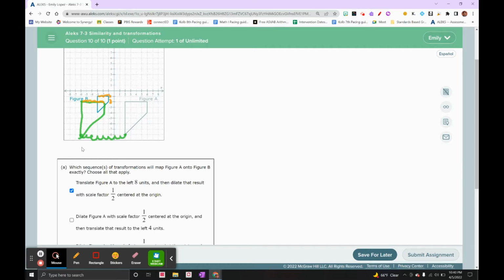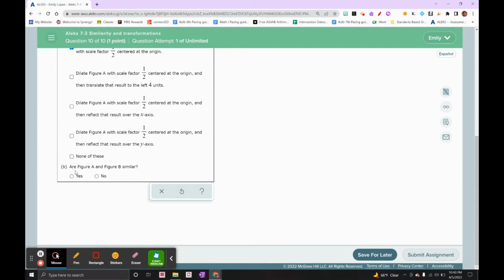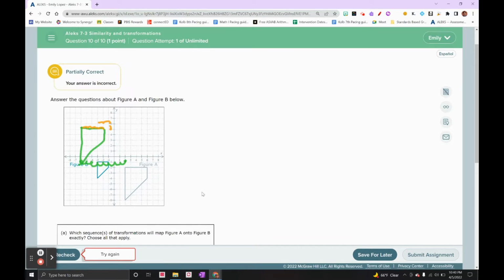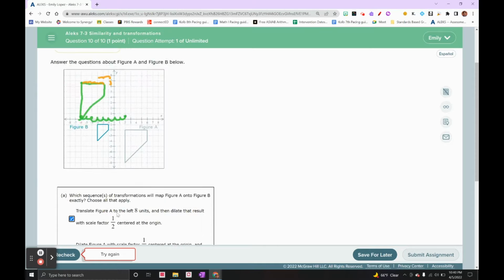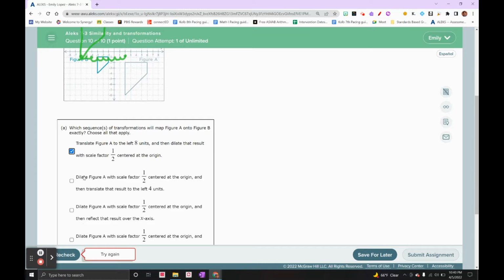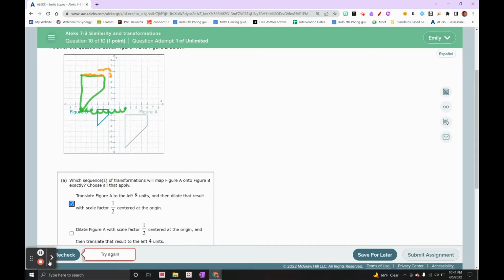Translate figure A 8 units to the left, and then dilate the result by scale factor of 1/2. Is the figure similar? The answer is yes, they are. All right, that's it. Check. Oh, something not right. Are they similar? Yes, they are similar. So let's see what is the other option that we can do. Partial, the answer is incorrect.